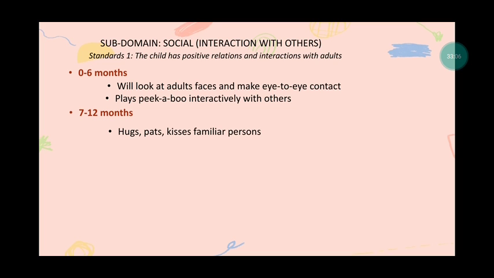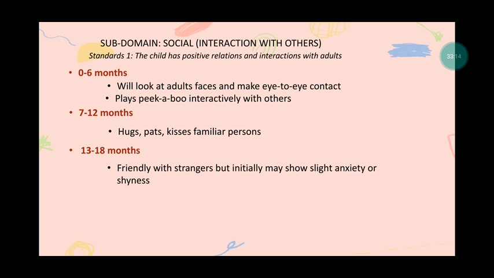7 to 12 months hugs, pats, kisses familiar persons. For 13 to 18 months friendly with strangers but initially may show slight anxiety or shyness. Willingly does what familiar adults ask him or her to do. Nang willing siya mabuhat og unsay ipabuhat sa usa ka tawo. Like kanang imo siyang ingon nga kanang please get some water. Then ang infant sad ani nga stage is magkuha pud siya og water.